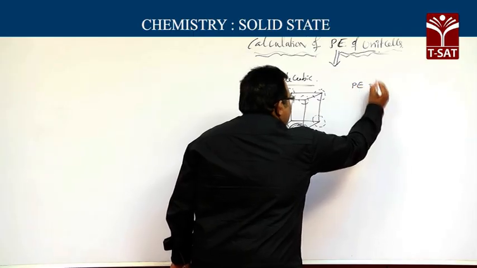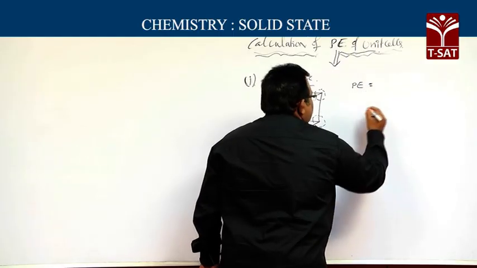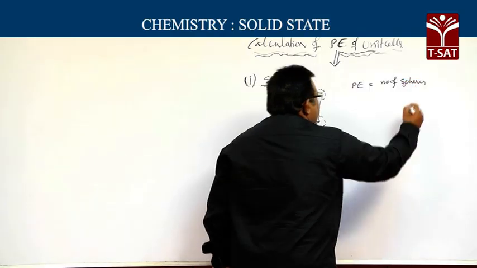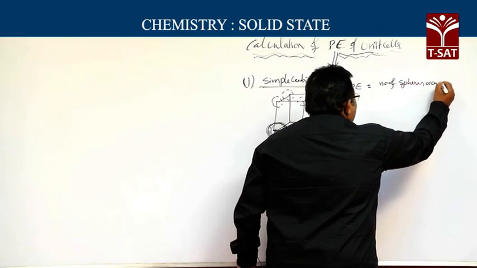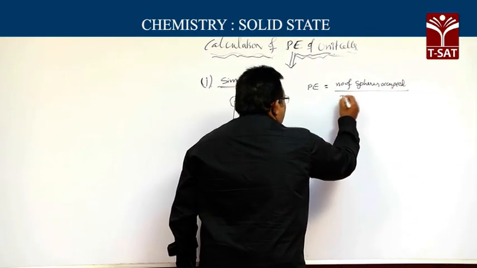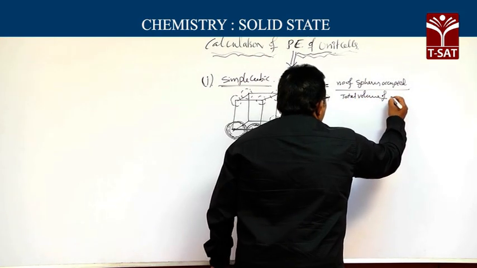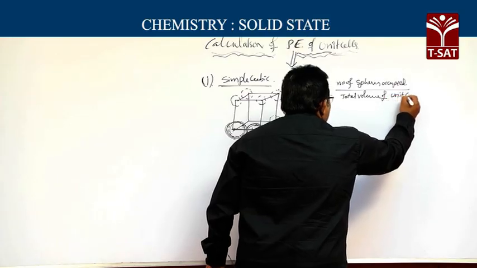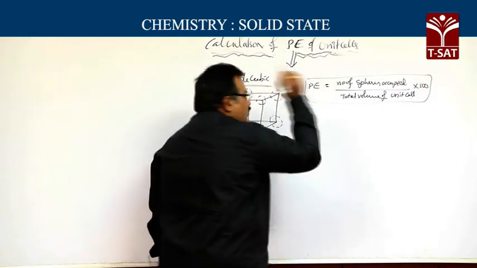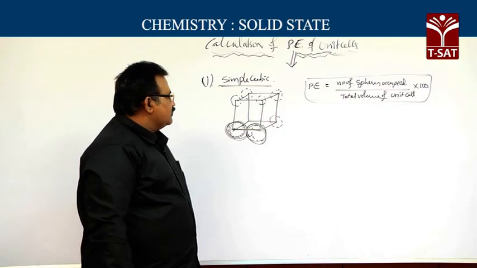Packing efficiency is calculated by this formula. It is equal to number of spheres occupied by total volume of unit cell into 100. This is the formula used to calculate the packing efficiency.